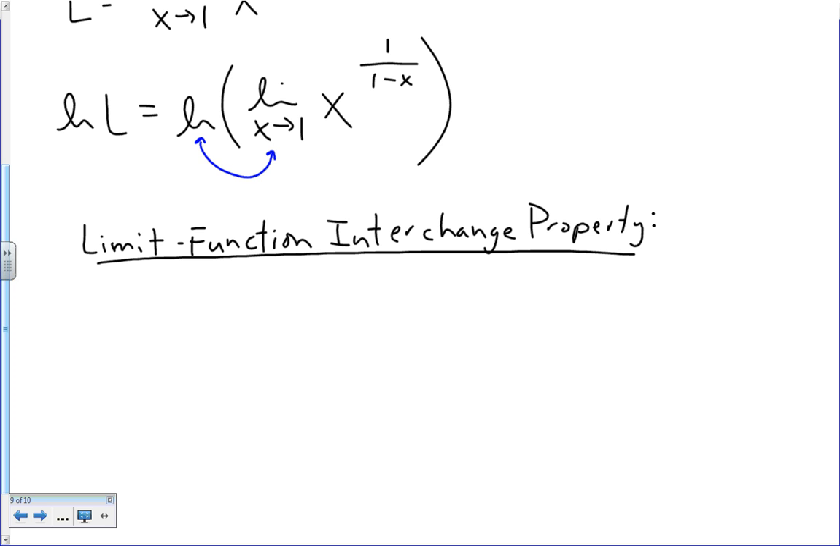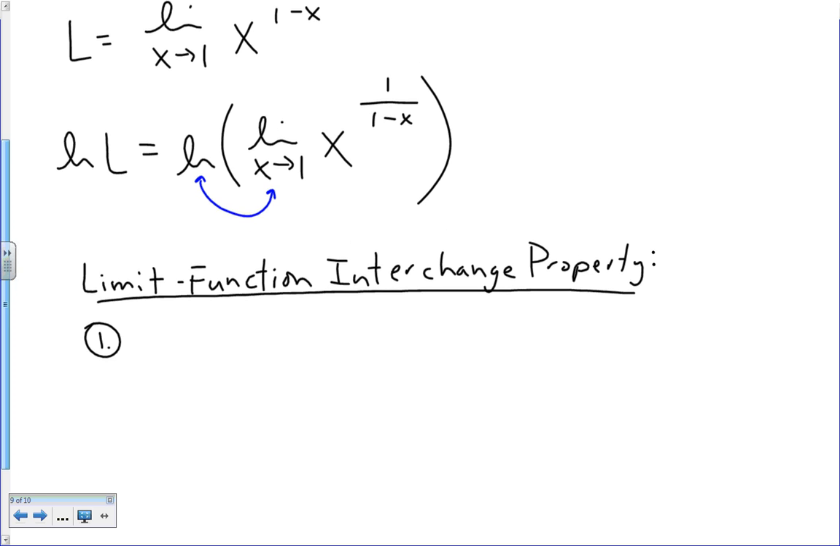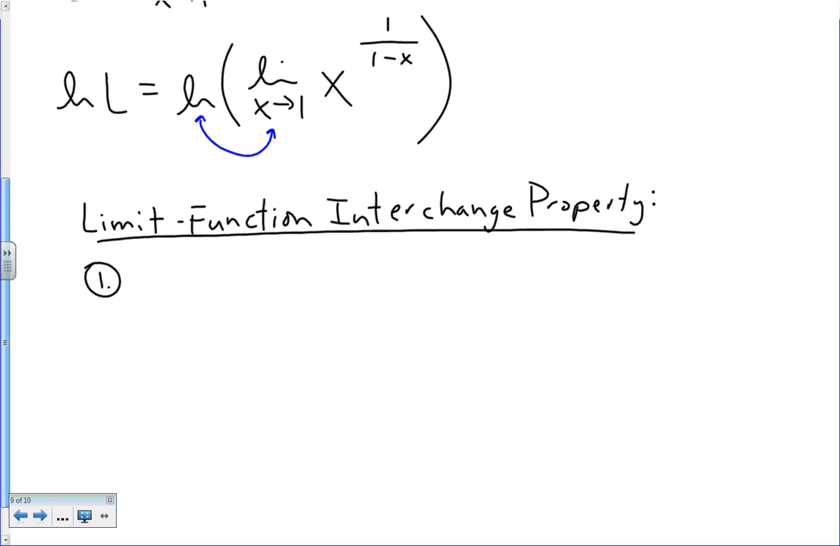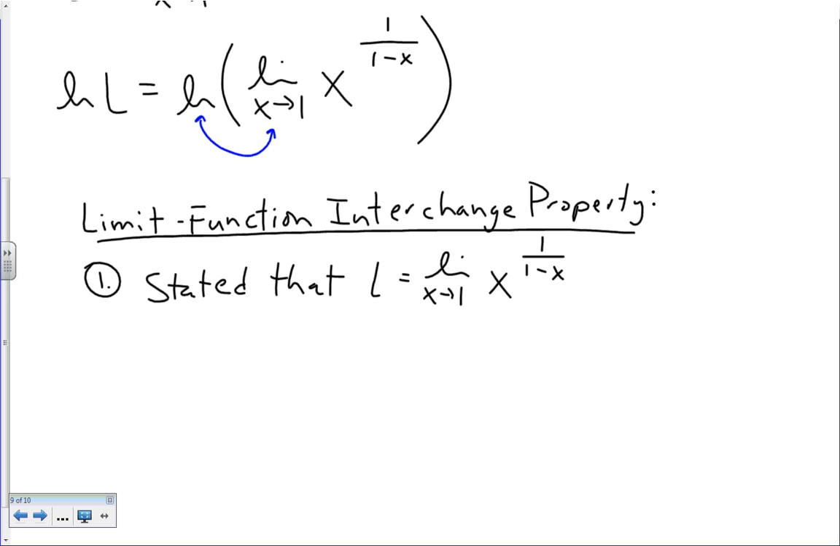So I have to show that I meet two conditions in order to use this property. The first condition was that the limit of the inside function has to be approaching some value L, which we've already stated: L is equal to the limit as x goes to 1 of x raised to the 1 over 1 minus x. That's the inside function here. So we've already got that part.